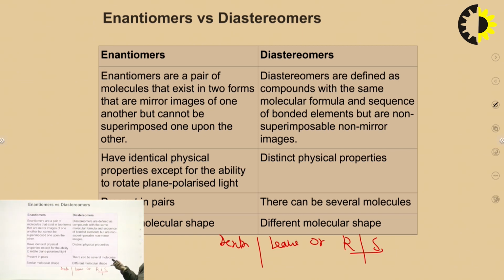While in diastereomers, their physical property may be similar, but the chemical properties will definitely be different. In enantiomers, generally, they are present in pairs, which are mirror images, while in diastereomers, there can be several molecules.